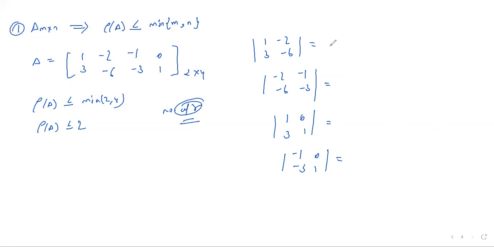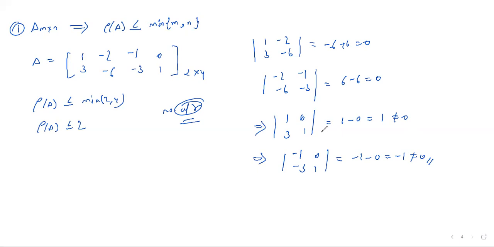Okay, now let's find the minor of these elements. Then what did we get? We got minus 6 plus 6, that is equal to 0. And the minor of this matrix is 6 minus 6, that is equal to 0. And for this we have 1 minus 0, that is equal to 1, which is not equal to 0. And for this we have minus 1 minus 0, that is equal to minus 1, and that is also not equal to 0.